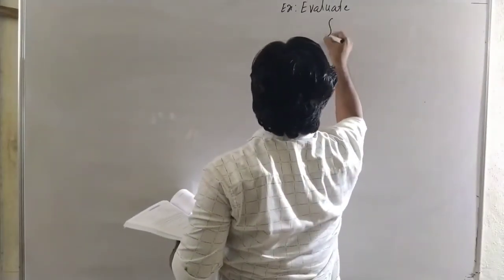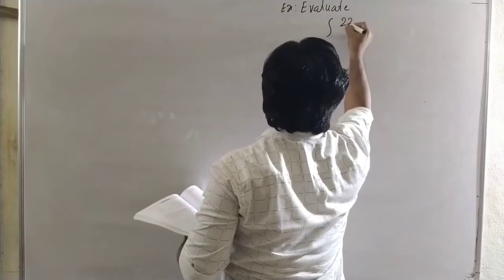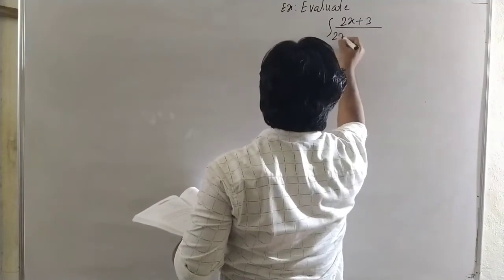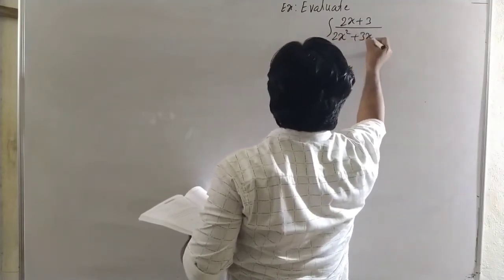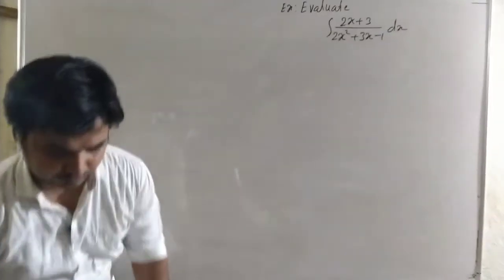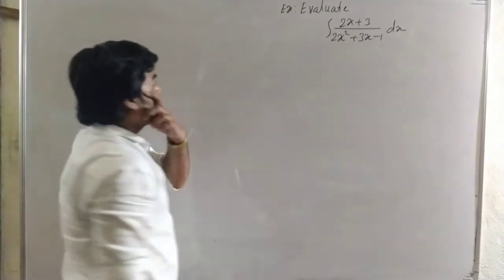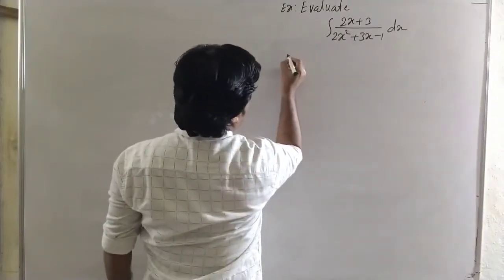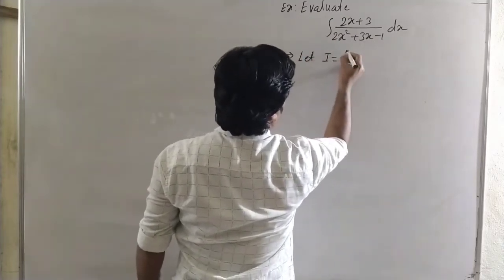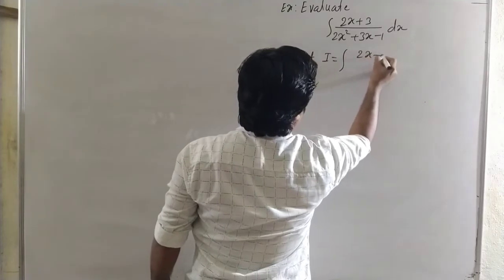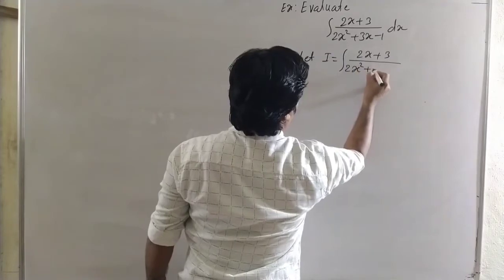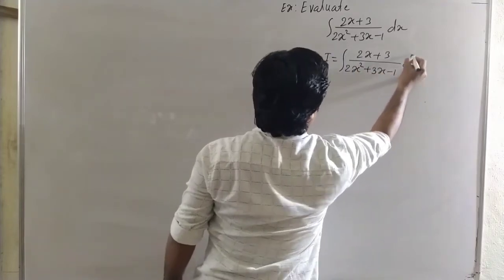Integral of 2x plus 3 upon 2x square plus 3x minus 1 dx. Now again it is a linear function upon quadratic function. Let I is equal to integral of 2x plus 3 upon 2x square plus 3x minus 1 dx.